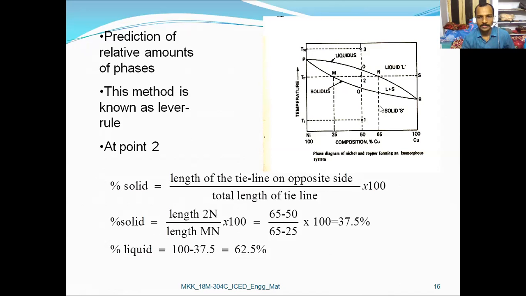So length 2n, so this is 65 minus 50 by 65 minus 25, since we are considering m and n. 65 minus 25 into 100, which gives us 37.5%. And if we require the percentage of liquid, we need to subtract this amount from 100. Then we'll be getting the percentage of liquid. So if percentage of solid is 37.5 and percentage of liquid is 100 minus 37.5 gives 62.5%.